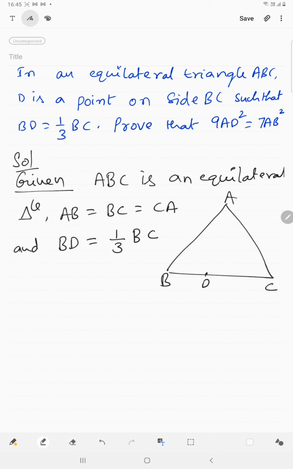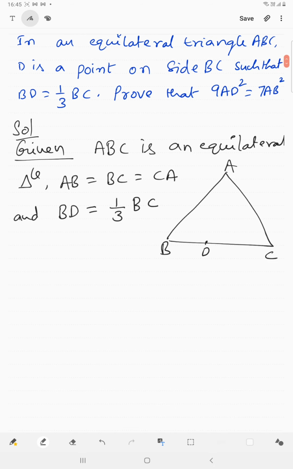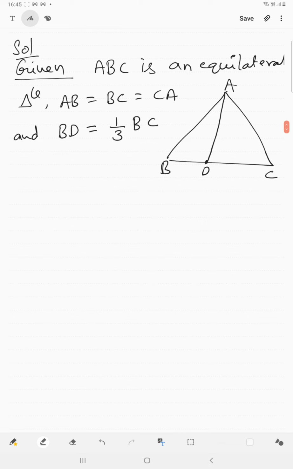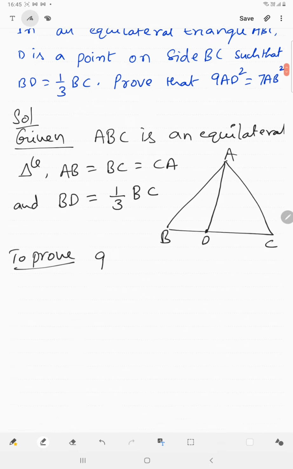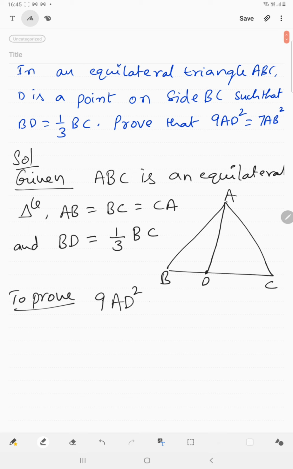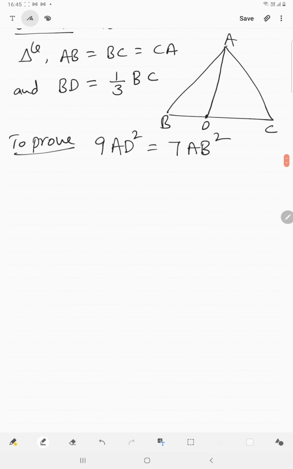पहले जो हमने डिस्कस किया है the question is related to Pythagoras theorem. So what we have to do now? राइट एंगल ट्राइंगल बनाना है किसी तरफ से. सो ज्योमेट्री में द इजी वे इज, बिफोर दैट व्हाट इज टू प्रूव: 9AD square is equal to 7AB square. We want right angle triangle. So easy. That is construction.